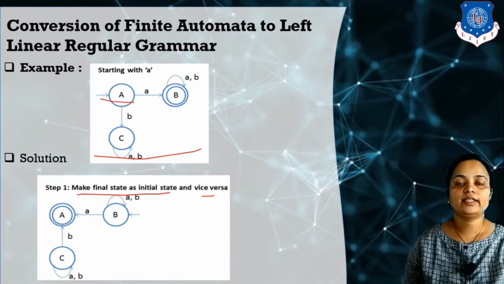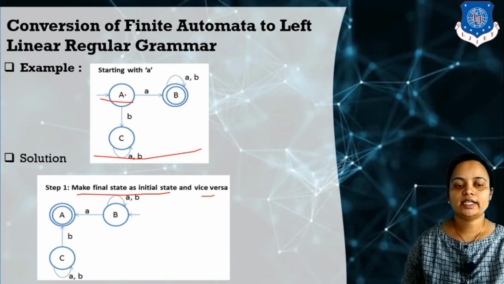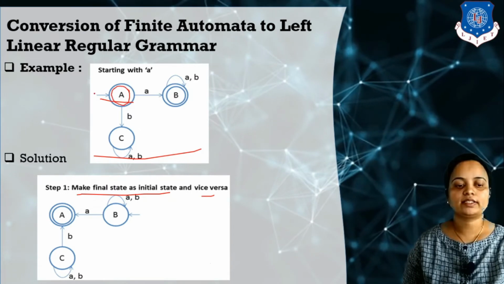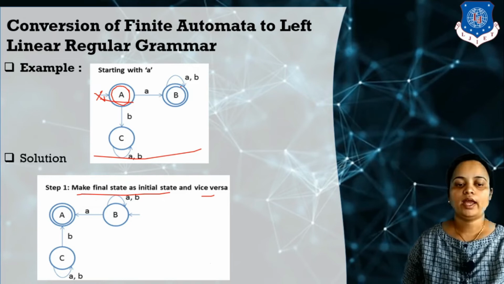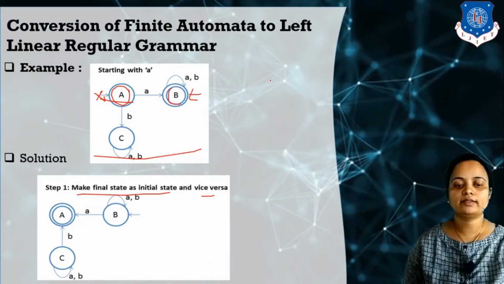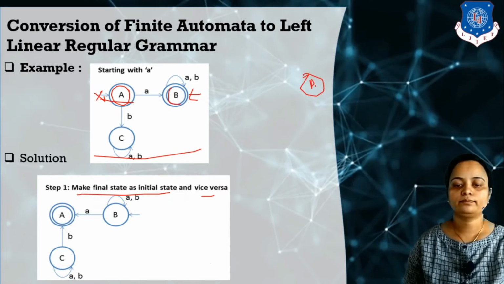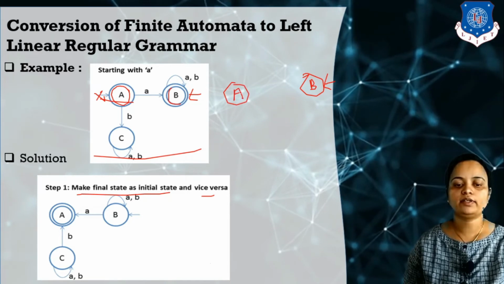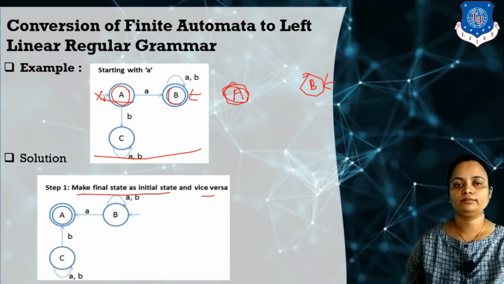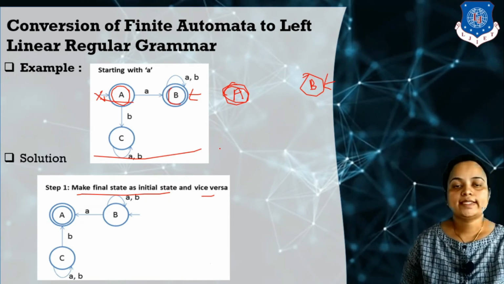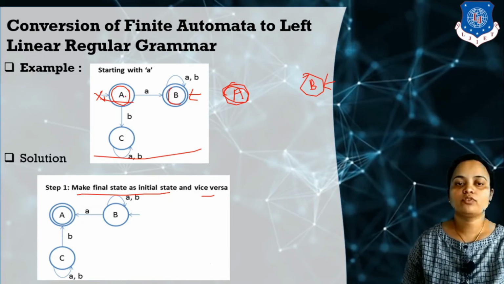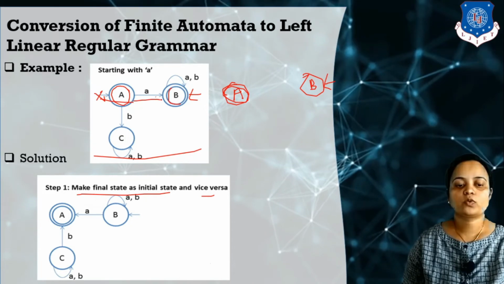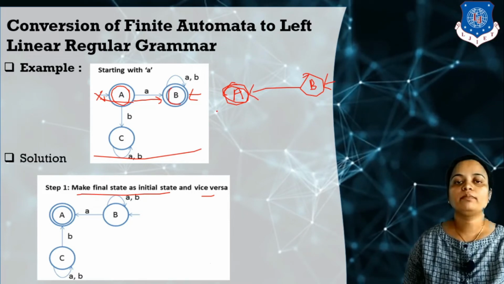It means that in this FA, A is our initial state, so we have to make this state a final state. Okay, this is removed. And B is a final state, so we have to remove this final state and make B the initial state, and the initial state becomes our final state, with a double circle, like this. Now the next thing is to reverse the directions. Here, this direction is going from A to B, so reversed, the direction goes from B to A.